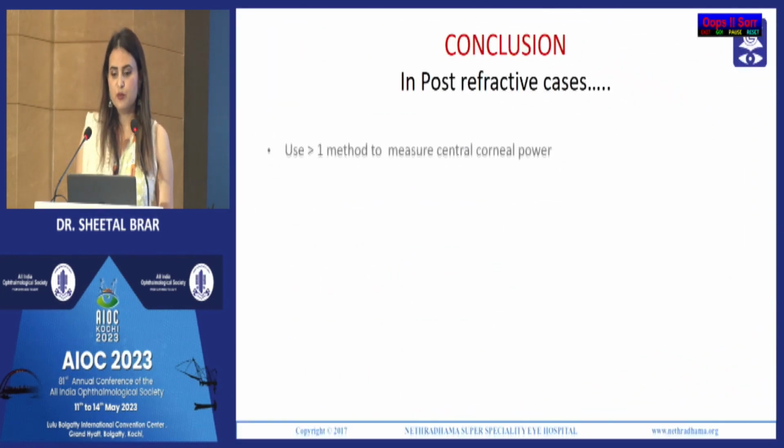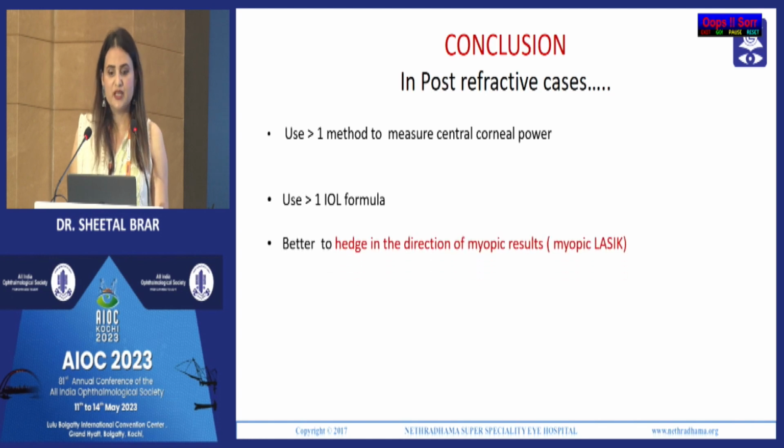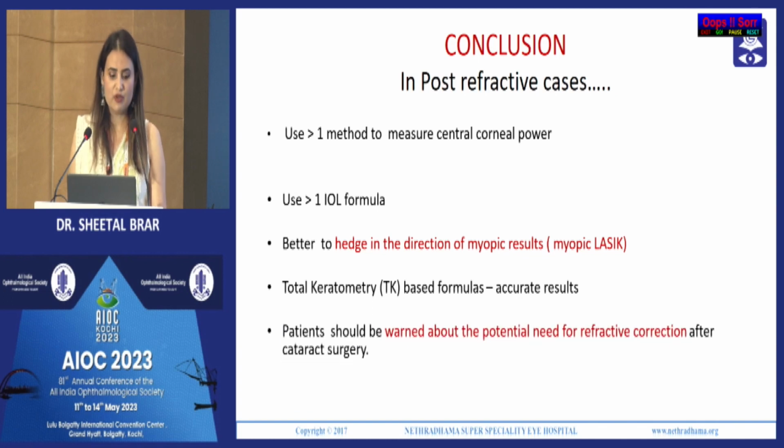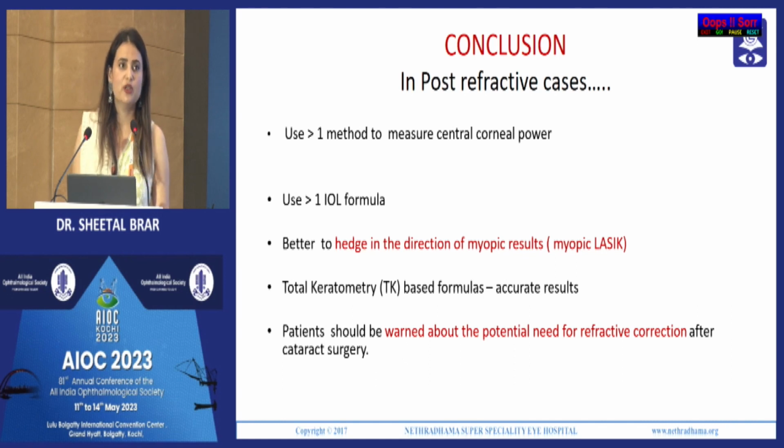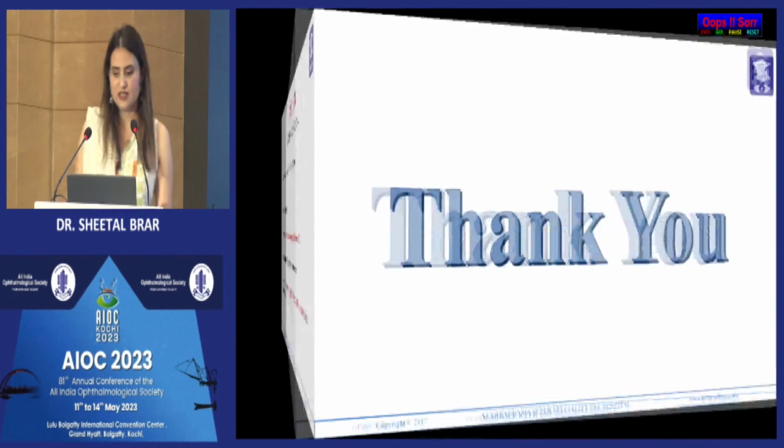So to conclude, in post-refractive surgery cases, use more than one method to measure the central corneal power, and use more than one formula to calculate the IOL power. It's better to hedge in the direction of myopic results in post-myopic LASIK eyes, and emmetropia or slightly hyperopia in the hyperopic LASIK eyes. Total keratometry based formulas provide better and more accurate results. However, it is still advisable to warn and counsel the patients about the potential need for refractive correction after cataract surgery, since there are so many variables which are not under our control and refractive results can still be off. Thank you so much for your kind attention.